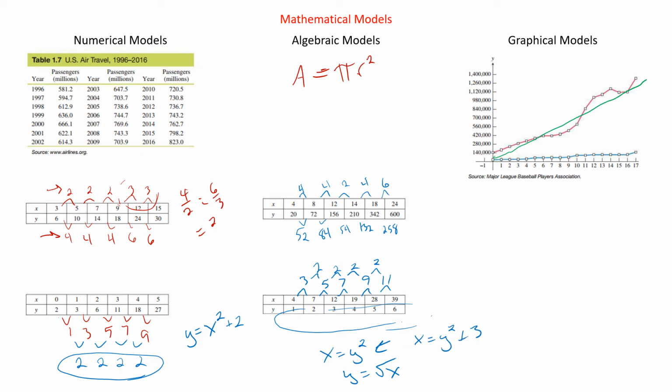And then to solve for y, we'd subtract 3. So x minus 3 equals y squared, square root, y equals the square root of x minus 3. So that's how you can deal with those. It's this type where things are going up by different amounts in both the x's and the y's that a graph may be necessary.